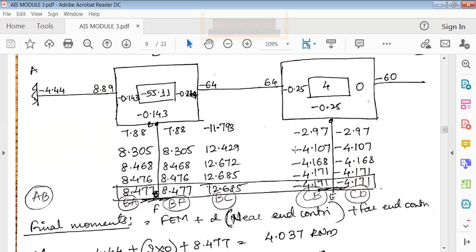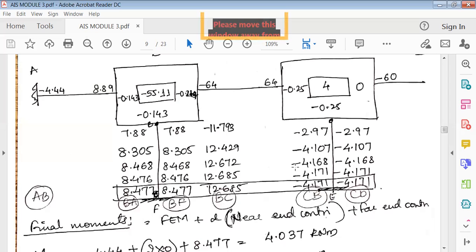Next, similarly, carry out the same iteration. Again from the far end, minus 4.4 plus 4. So this is plus 4, then plus 8.468 from the far end into minus 0.25. Okay, so write it here. Carry out these iterations like this only, continuously.